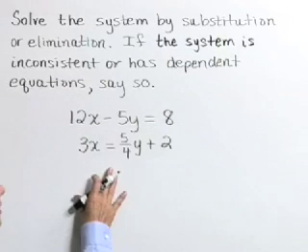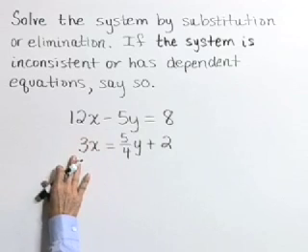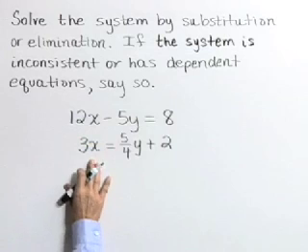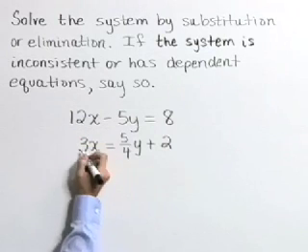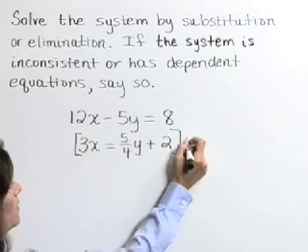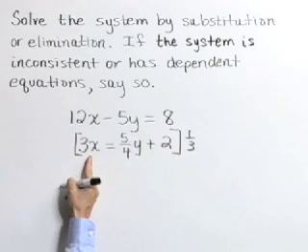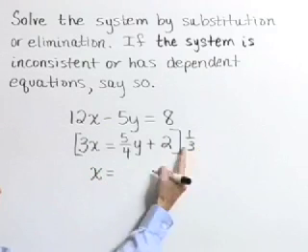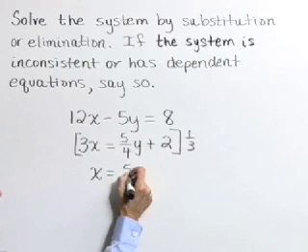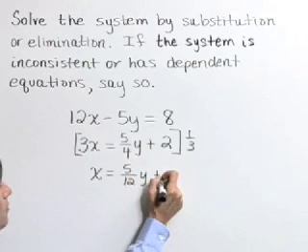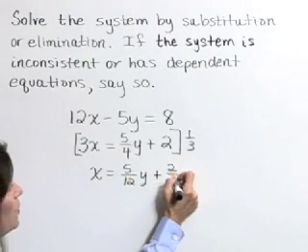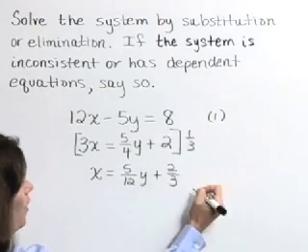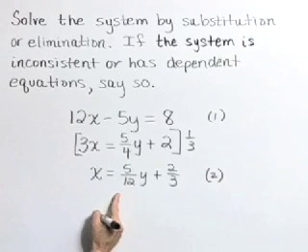I'm going to choose to solve this system by substitution because in our second equation here we have x almost solved for. It's almost isolated. So let's start with the second equation and multiply everything through by 1/3 in order to isolate x. 1/3 times 3x is x. 1/3 times 5/4 y is 5/12 y, plus 1/3 times 2 is 2/3. So I'm going to denote these as equation 1, and let's call this equation 2.